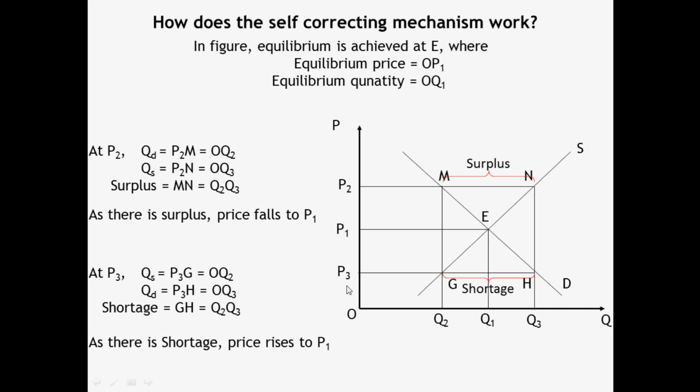Thus, when price lies below the equilibrium price, price rises due to the shortage. And the rise in price will be continued until the shortage disappears and we return to the equilibrium price P1 and equilibrium quantity Q1. This way, the self-correcting mechanism, which is the invisible hand in Adam Smith's words, works in a free market to arrive at equilibrium.